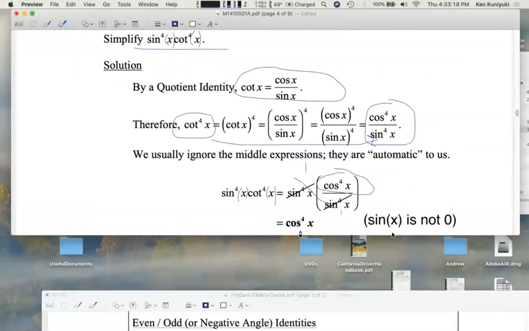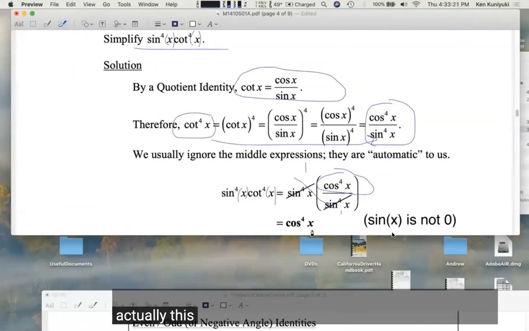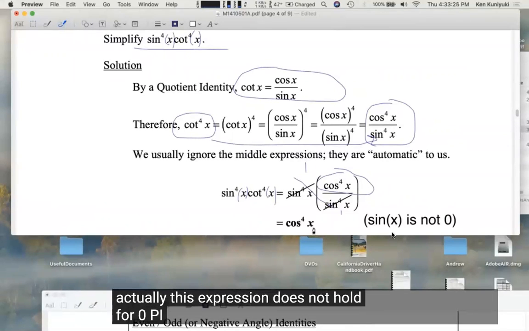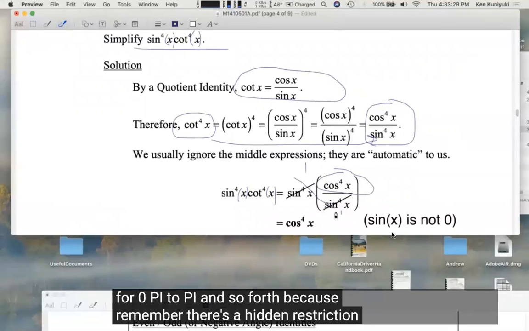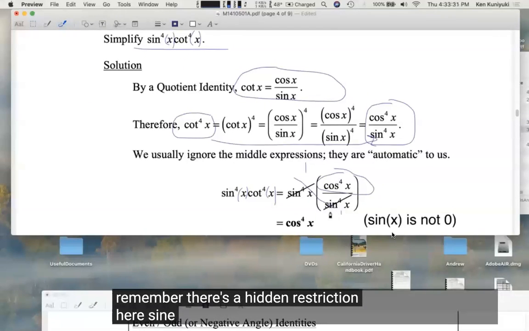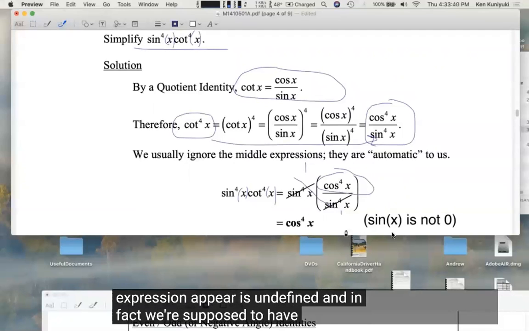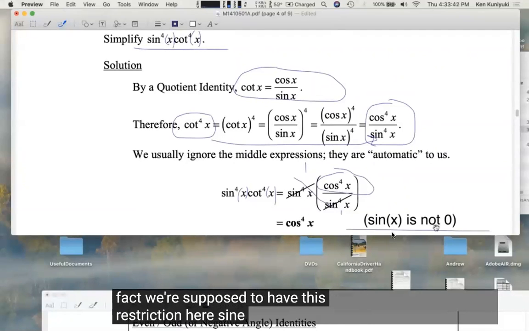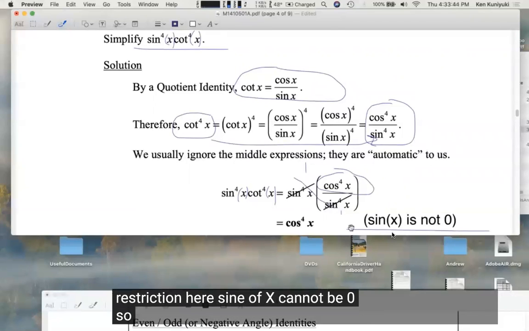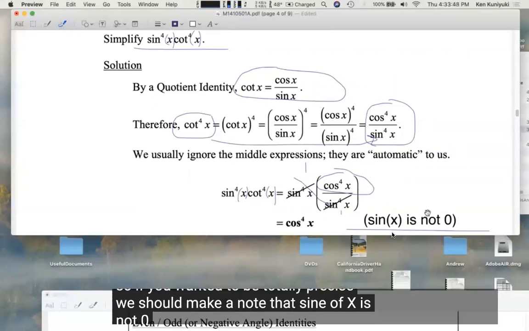But be careful. Actually, this expression does not hold for 0, pi, 2 pi, and so forth, because remember, there's a hidden restriction here. When sine of x is 0, the expression up here is undefined. And in fact, we're supposed to have this restriction here. Sine of x cannot be 0. So if you wanted to be totally precise, we should make a note that sine of x is not 0.